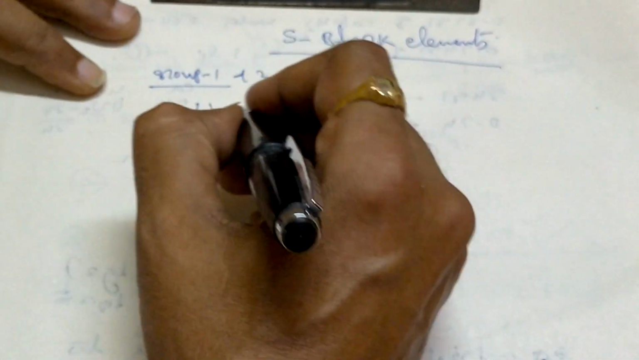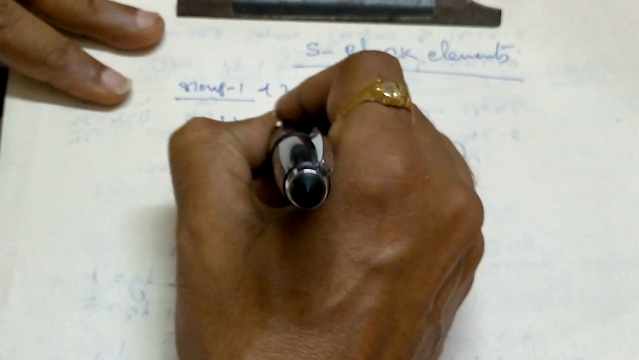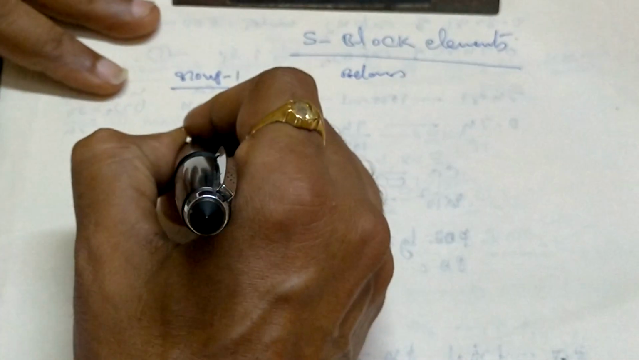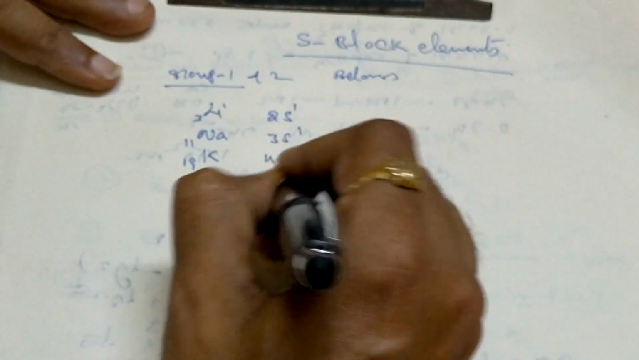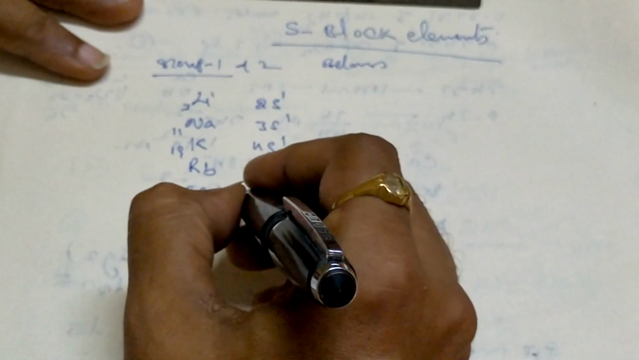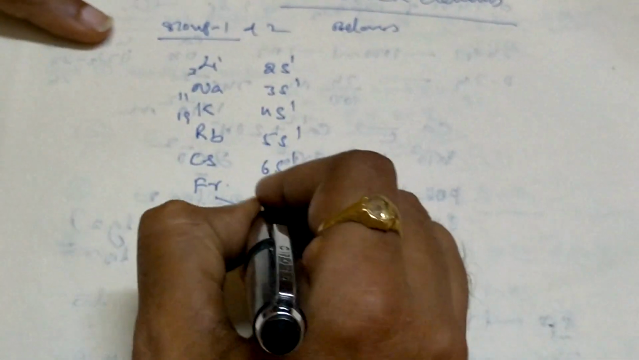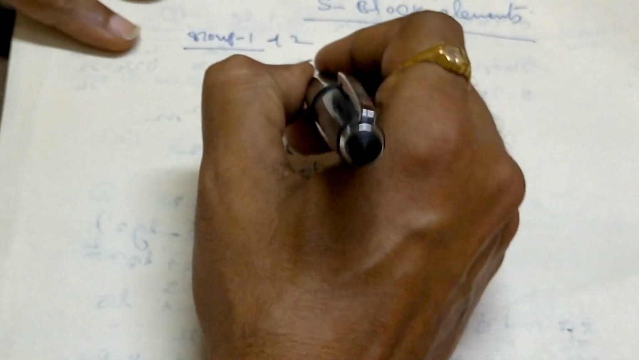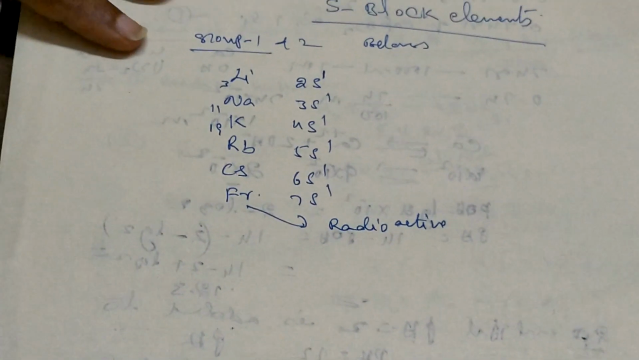And the outermost electronic configuration: lithium is number 3, so it will be 1s2 2s1. Sodium, 3 plus 8, 11, the outermost is 3s1. Potassium, 11 plus 8, 19, means 4s1. Then rubidium is 5s1, cesium is 6s1, and francium is 7s1. This one is radioactive. That means there will be one outermost s electron in Group 1. That is the electronic configuration.